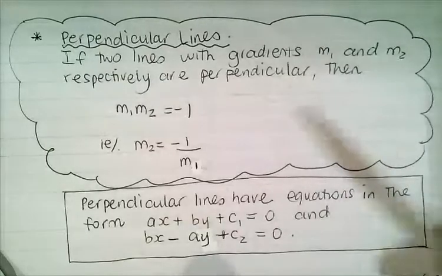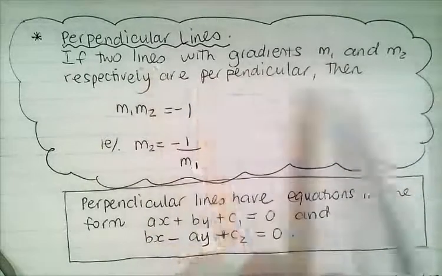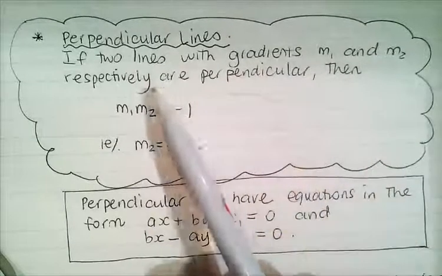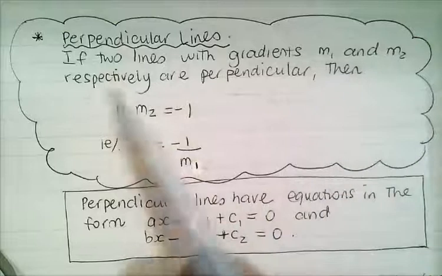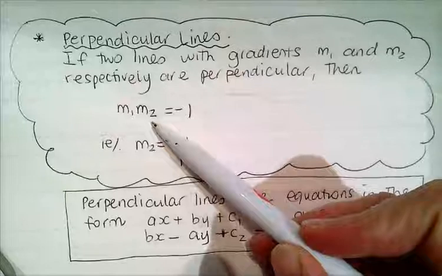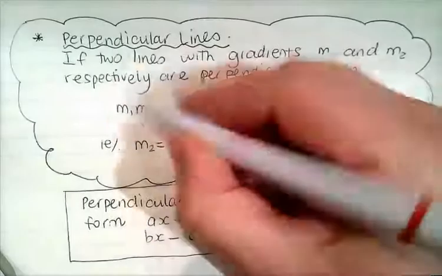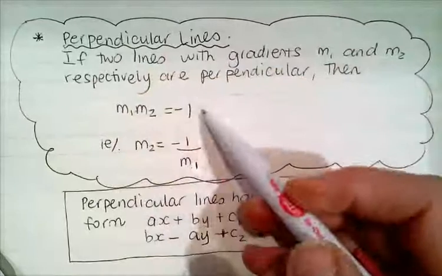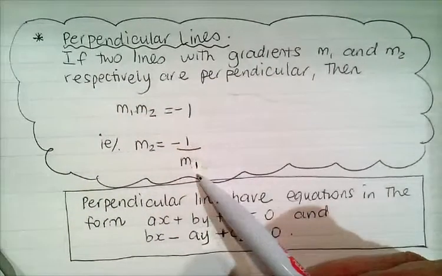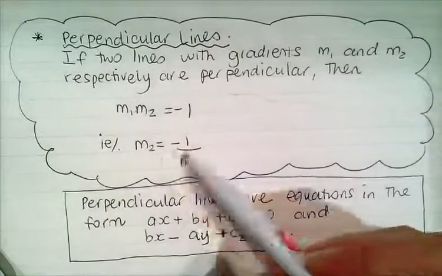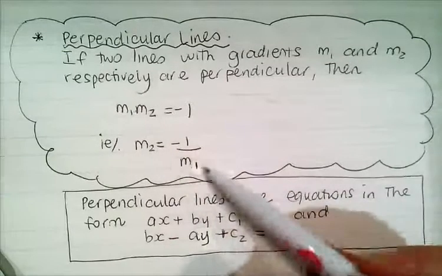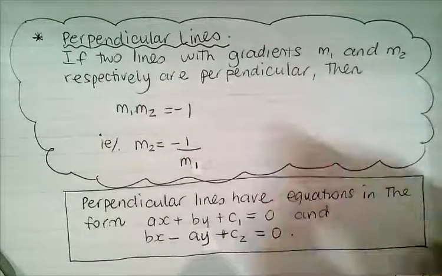Okay, perpendicular lines. Now, if two lines are perpendicular and those two lines have gradients that we call m1 and m2 respectively, then what we find is that if we multiply the two gradients together, their product will equal -1. So it means that m1 times m2 equals -1, or one of the lines will be the negative reciprocal of the other line. In other words, the gradient of line 2 will equal -1 over the gradient of the first line, line 1.